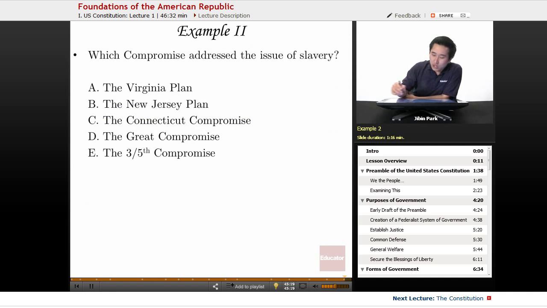Another question here: which compromise addressed the issue of slavery? The issue of slavery, again, the elephant in the room here. Was it the Virginia Plan? No, not the Virginia Plan. What did the Virginia Plan do? That was the large state plan that basically wanted to give representation based on population. Was it the New Jersey Plan? No. The New Jersey Plan was a small state plan where you had one state, one vote.